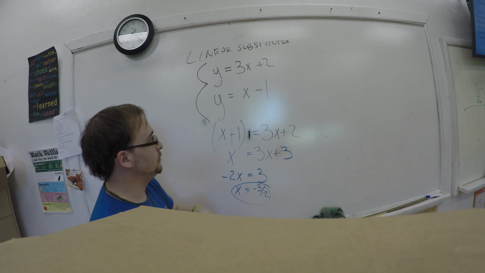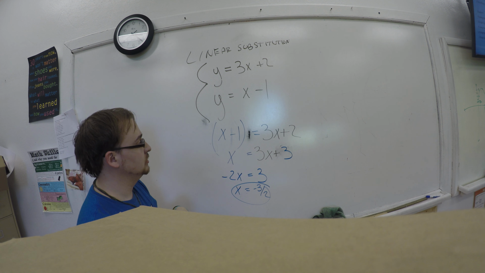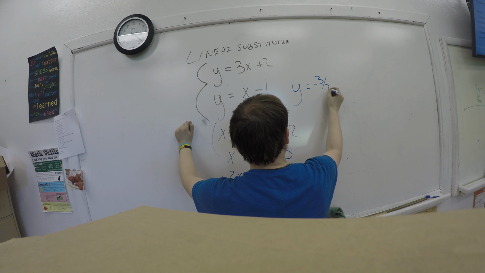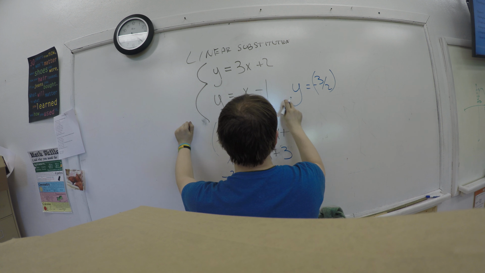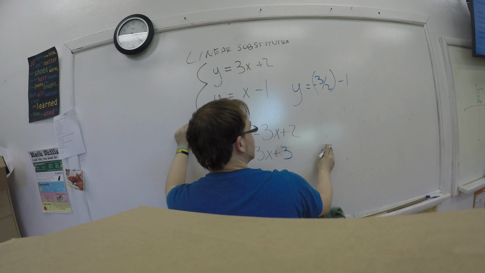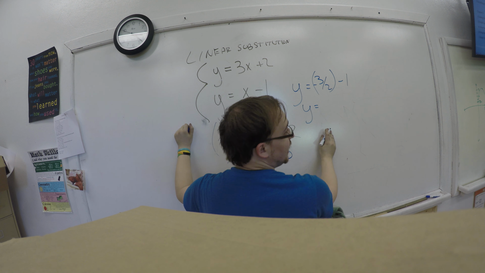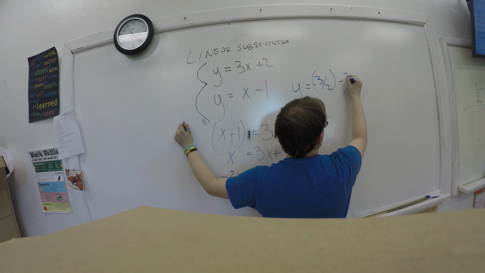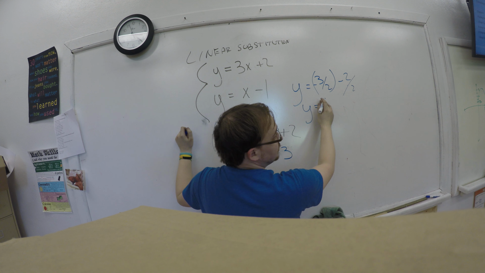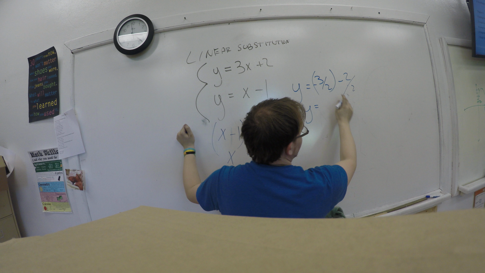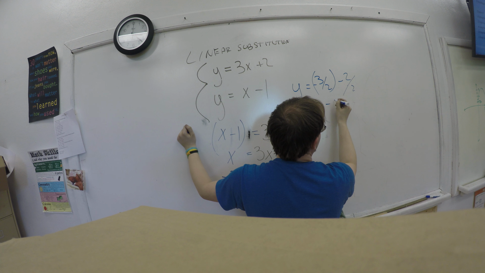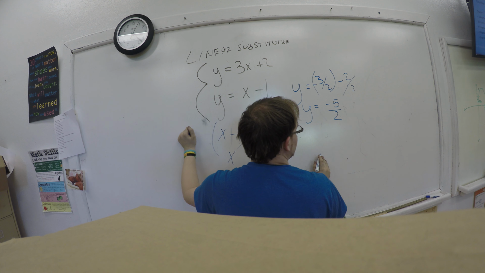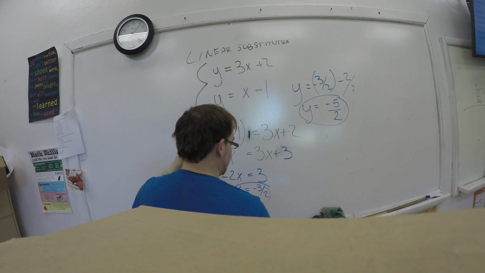Now we need to plug that back in up here. Either one will work. Let's plug it in here. Yeah, that one's easier. y equals negative 3 halves, right? That's what we plugged in for x. Minus 1. We need to have common denominators. So the way to do that is to multiply this by 2 and this by 2. Same thing. You see how I didn't change anything? It's just a different perspective. Negative 3 minus 2 is negative 5, so negative 5 halves. Here's our y value, here's our x value.